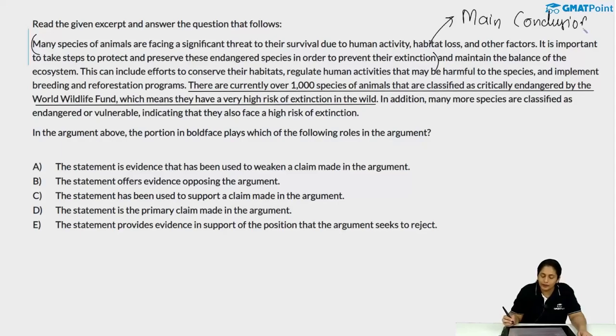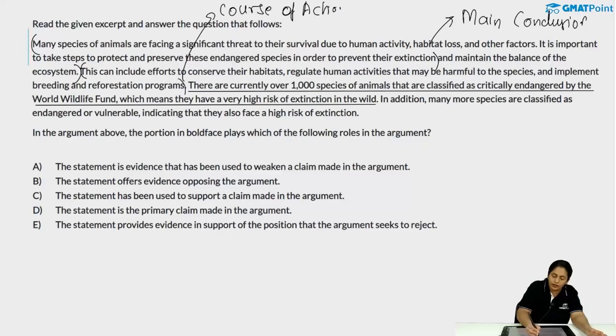Now let us take a look at the remaining part, starting from "and maintain the balance of the ecosystem." How would you do this? The first two lines are the main conclusion. Now how do you actually achieve that objective? The conclusion is that many species might go extinct and we have to do something to protect and preserve them. These efforts can include conserving their habitat, regulating human activity, and implementing breeding and reforestation programs. So this is the course of action that is mentioned. You have identified a problem in the conclusion, and this is the course of action or solution to that problem.